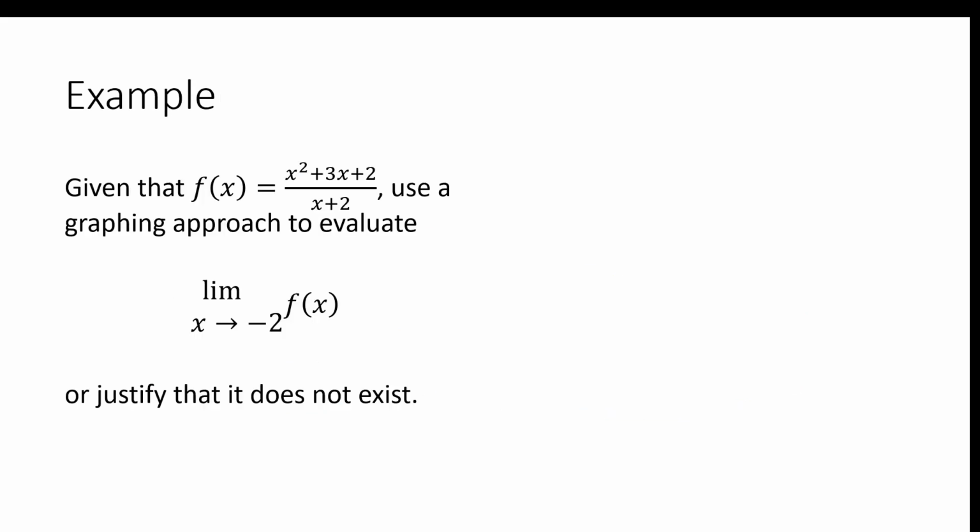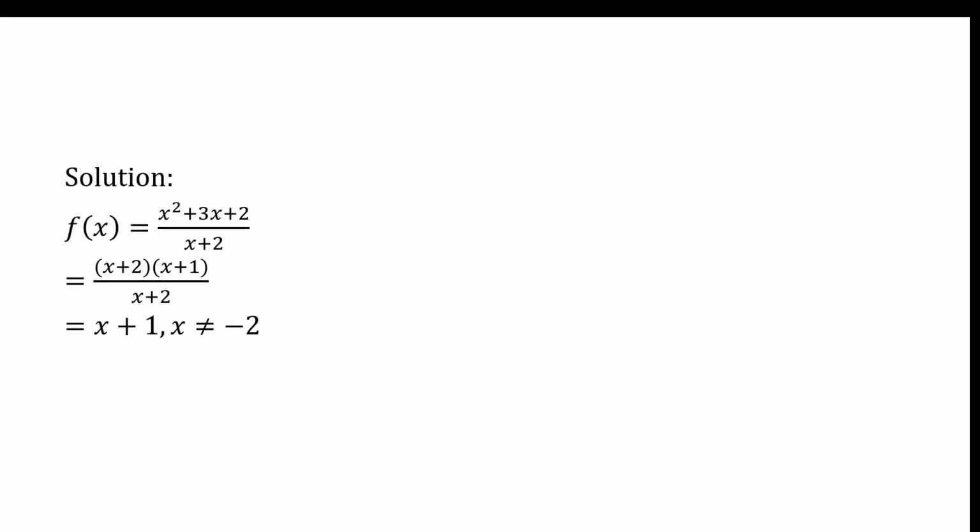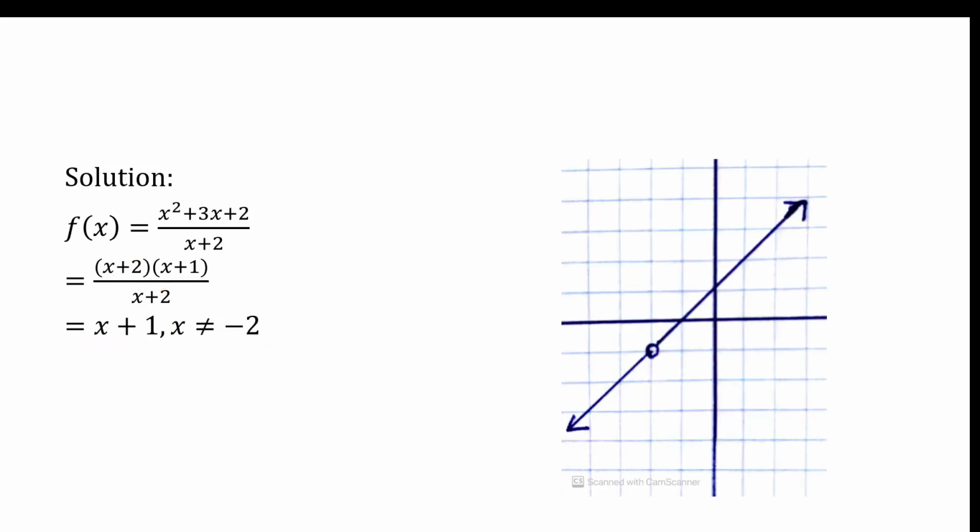So let's consider the next function. We're going to use a graphing approach to evaluate the limit as x goes to -2 of f of x, where f of x is equal to the quotient shown. Or we're going to justify that it doesn't exist. Well, using our skills from grade 11 and 12 math, we see that what we really have here is the function x plus 1 with the restriction that x cannot equal -2, because we're able to cross out those common factors. Okay, so we have a function that looks like this.